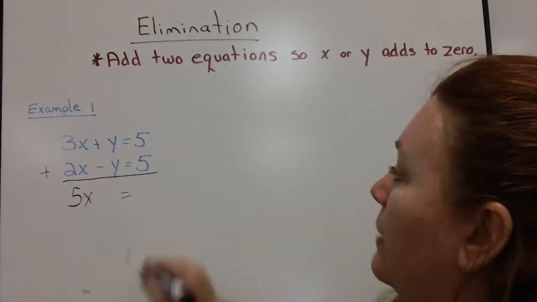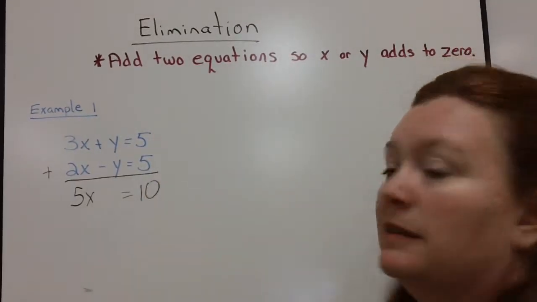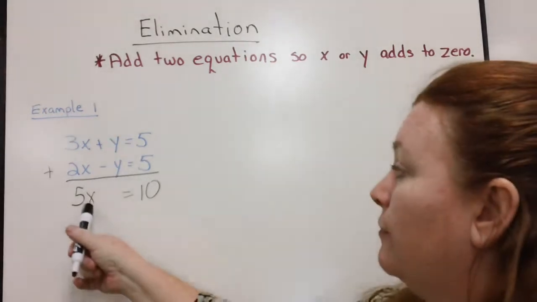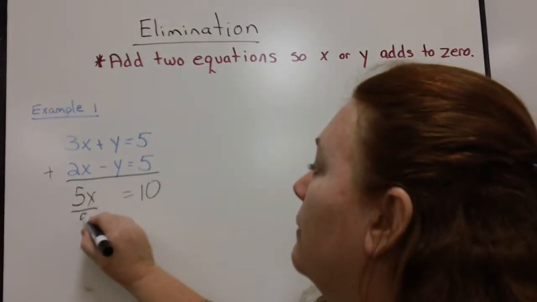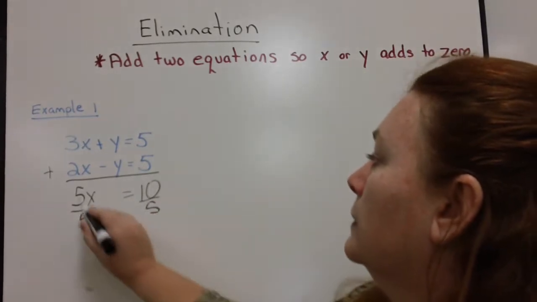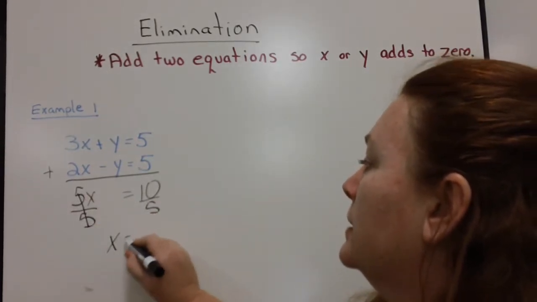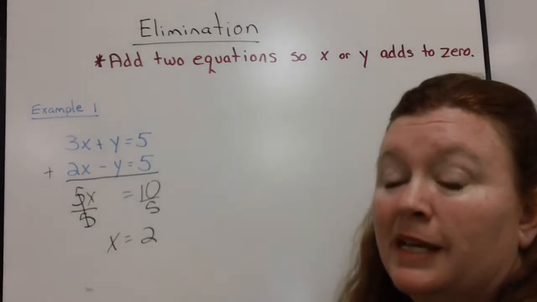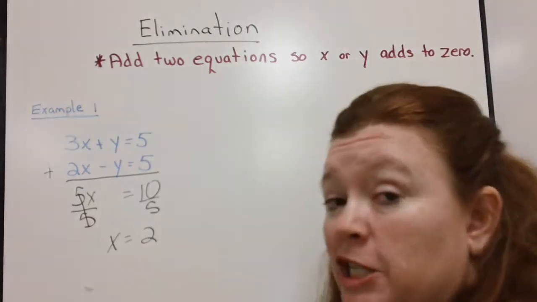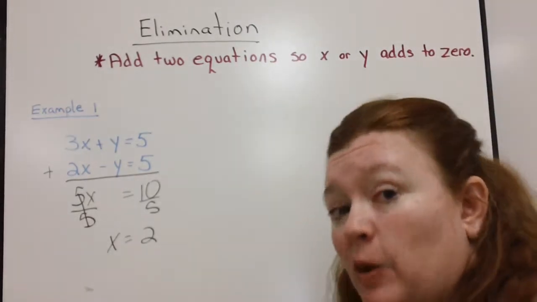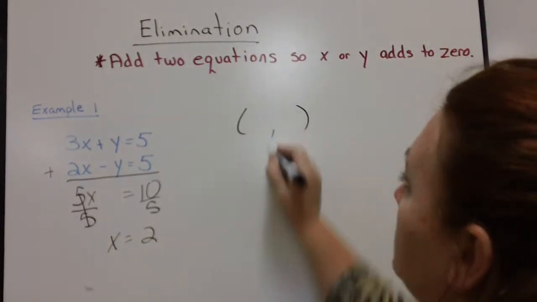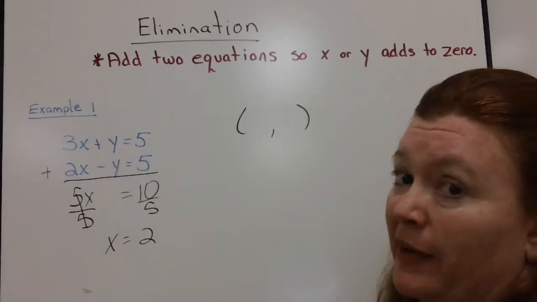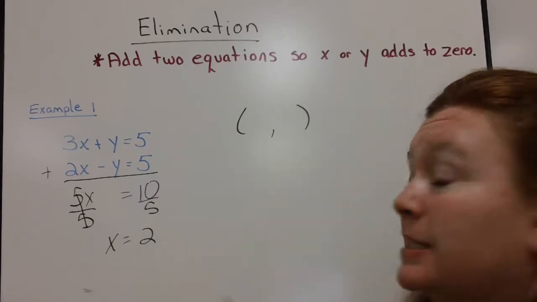5 plus 5 gives me 10. So I now have 5x is equal to 10, and I can solve that. I divide both sides by 5, and I get that x is equal to 2. Now we have to remember, when the question is to solve a system of equations, the answer is a point. I only found half. I found x. X is 2.